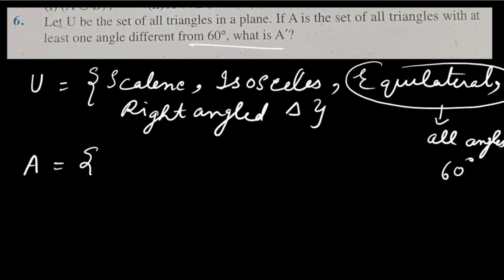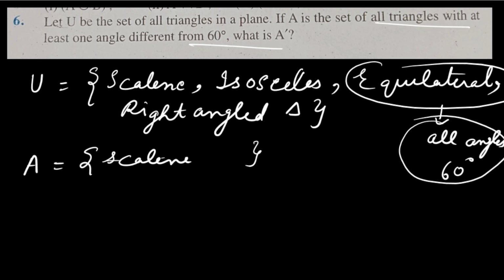But what is the condition here? A is a set of all triangles with at least one angle different than 60. That means all different triangles other than the equilateral triangle will be in A. Equilateral triangle's condition is that all angles should be 60, so equilateral is not included. Scalene will be there, isosceles will be there, right angle will be there, but equilateral is not there because the condition says only those triangles which have at least one angle different than 60.